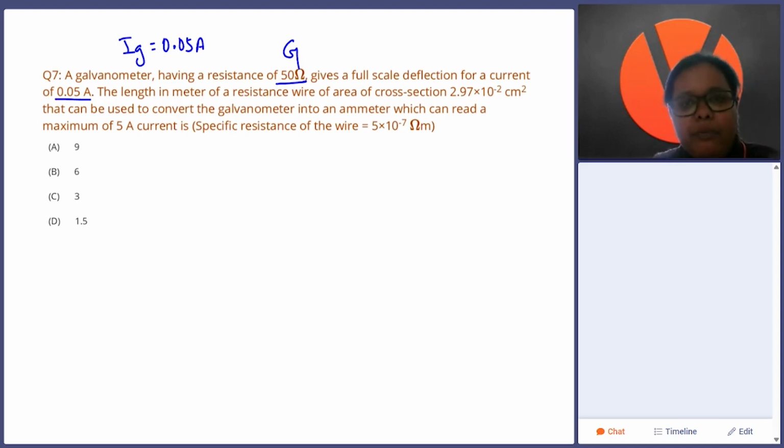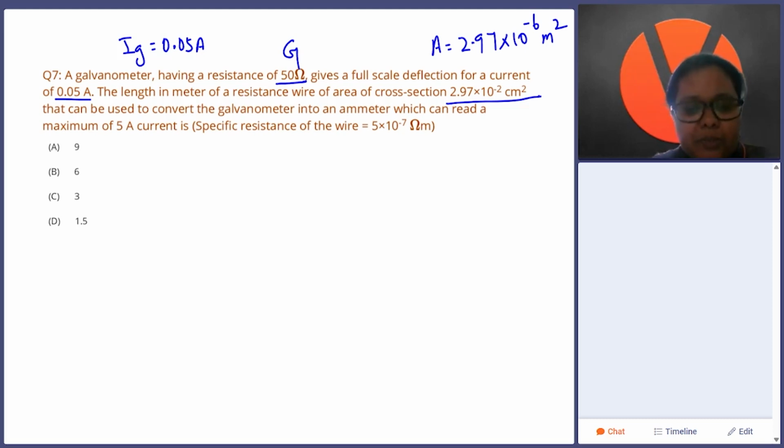The length in meter of a resistance wire of area of cross section. So area of cross section they mention in centimeter square. We need to convert it into meter square. So centimeter to meter square 10 power minus 4. Already 10 power minus 2 is there. So 10 power minus 6 meter square. That can be used to convert the galvanometer into an ammeter, which can read a maximum of 5 ampere current.